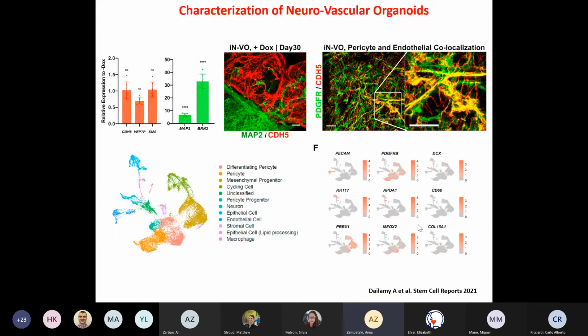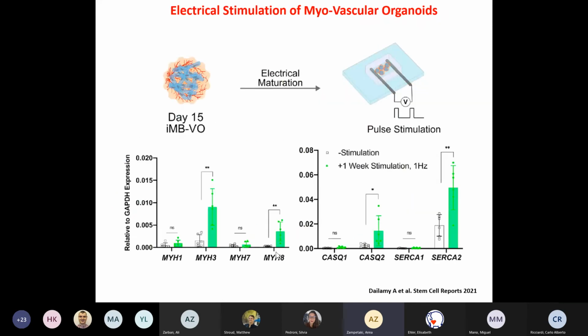Following staining, they were able to see that indeed you have both lineages in the neurovascular organoids, as also confirmed by single cell sequencing. And also in the myovascular organoids, following electrical stimulation, you see the profile of gene expression that fits with the presence of skeletal muscle cells in these organoids.